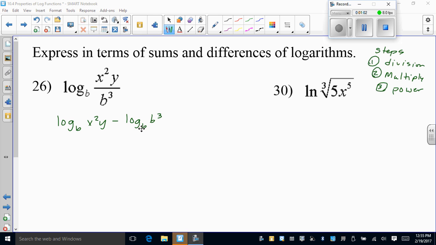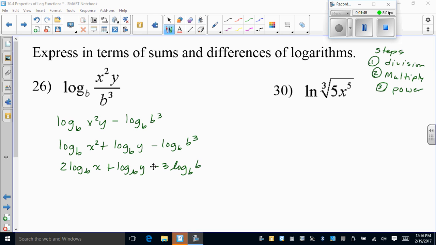Now, I took care of that. Next one is take care of anything being multiplied together. So I have log base b of x squared plus log base b of y minus log base b of b cubed. And then the next thing is to take care of any powers, bring any powers down that you have. So this is 2 times log base b of x plus log base b of y minus 3 log base b of b.